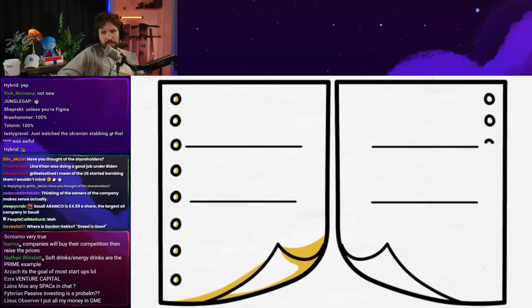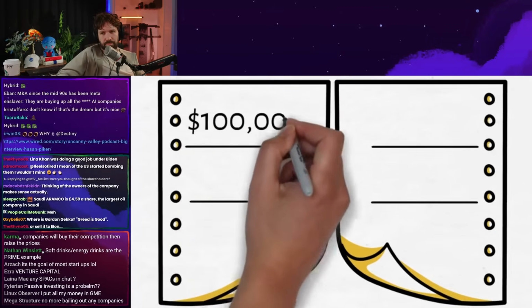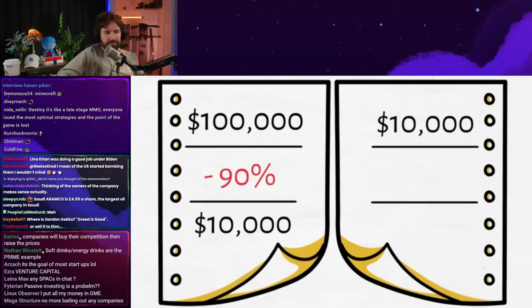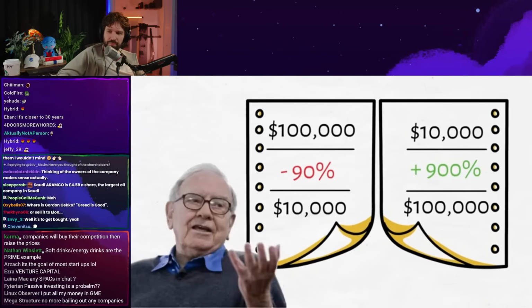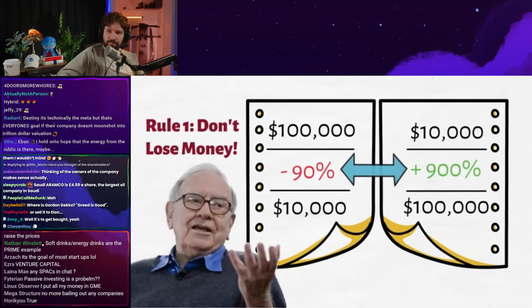To put that into perspective, if you were a retail investor who put your savings of $100,000 into Clover, you would now be left with $10,000. To get back to your original amount, the stock would have to increase 900% in price. Do you ever wonder why Warren Buffett's number one rule to investing is don't lose money? Because it's very hard to get your money back.